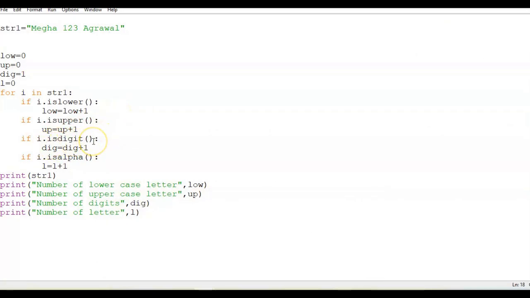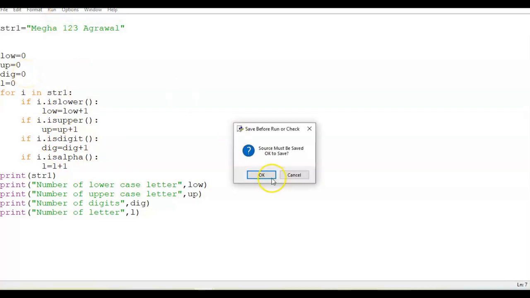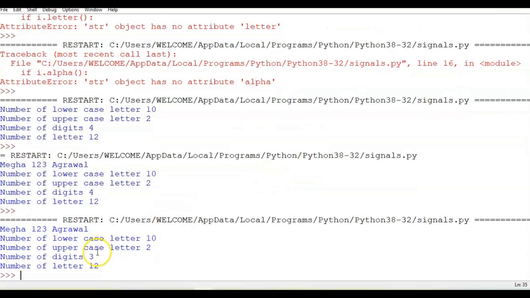i.isdigit. Digit value initially. Oh, by mistake I gave 1 here. You have to initialize it with 0. Okay. So now if you check, you will be getting 3. Perfect. Okay. Now this is the perfect output.